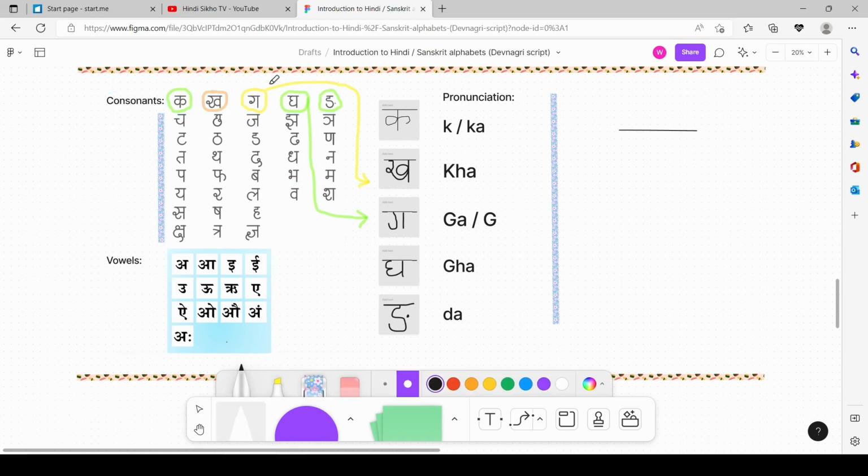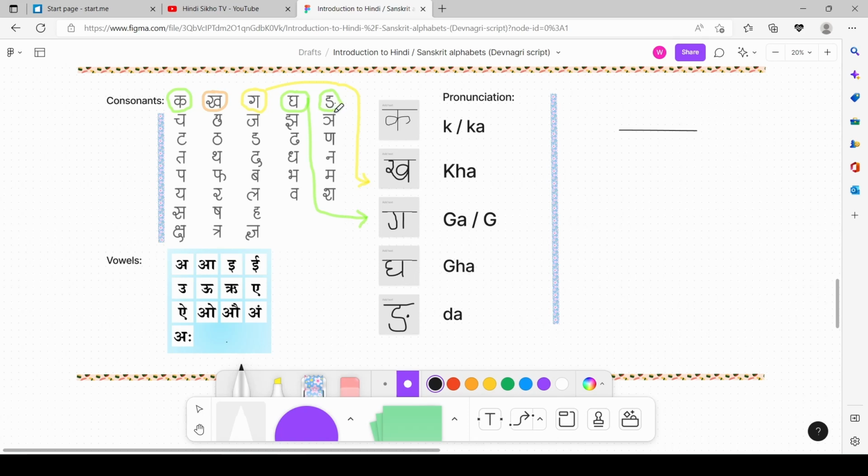The first one is K. K is pronounced as K and written as... Next is Kh. It is pronounced Kha. Next is G. Pronounced as G. Next is Gha. Pronounced as Gha.